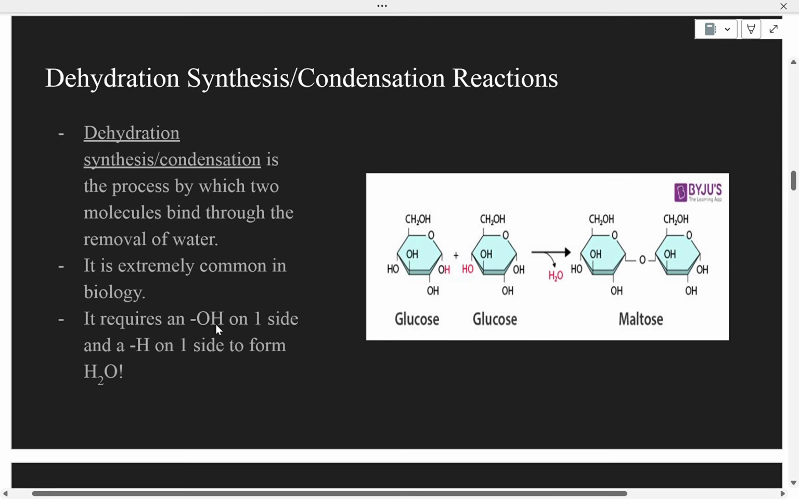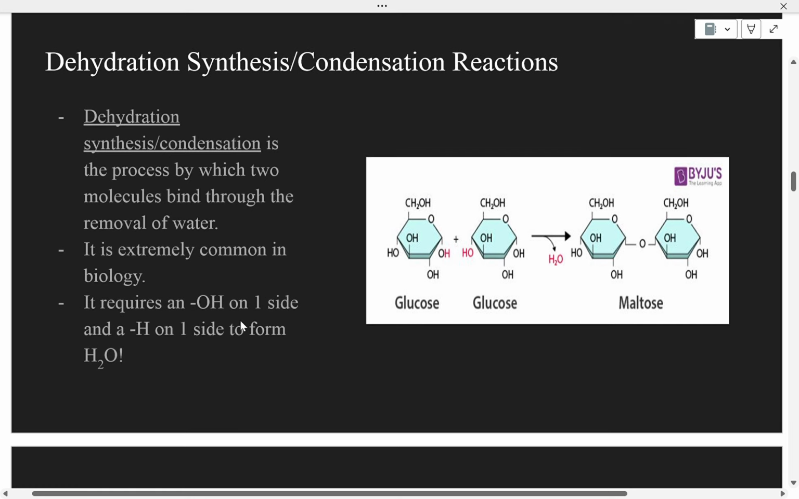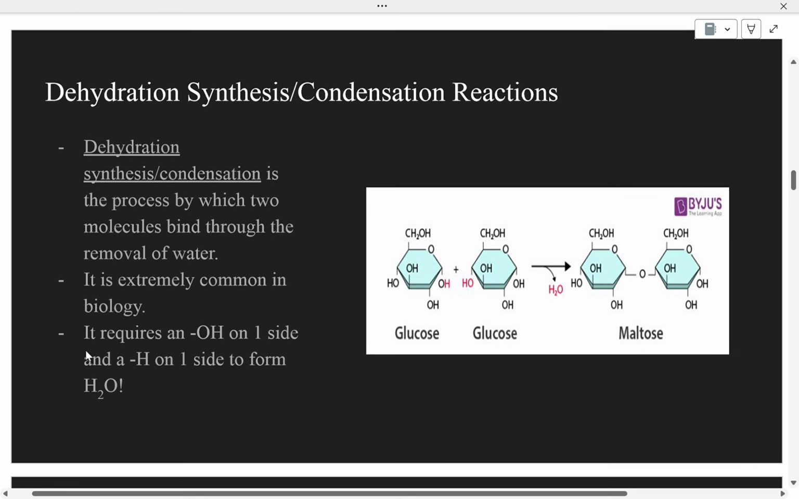So we'll take that H2O out, and then that'll make a bond between these two molecules. And this is one of the most common types of reactions that we'll see from now on. And like I said, it requires an OH on one side and an H on the other side to come together and form water.